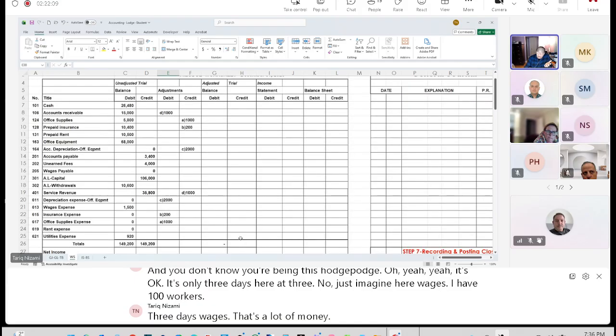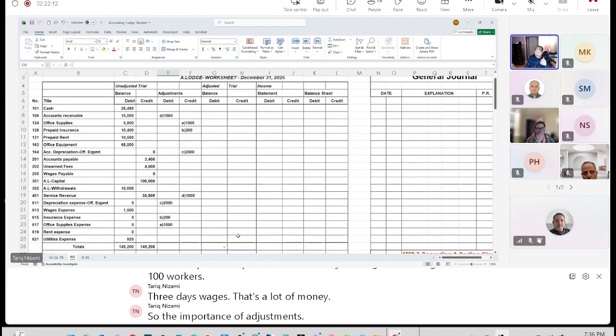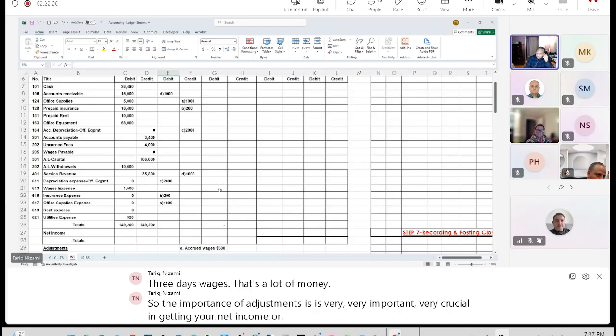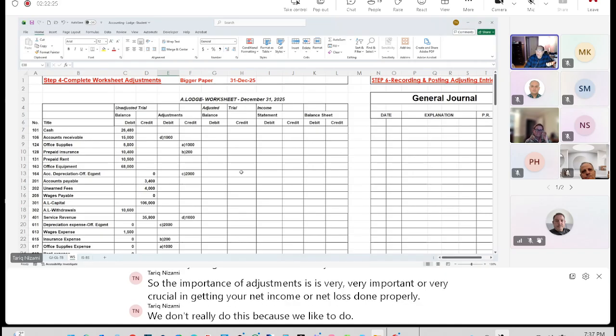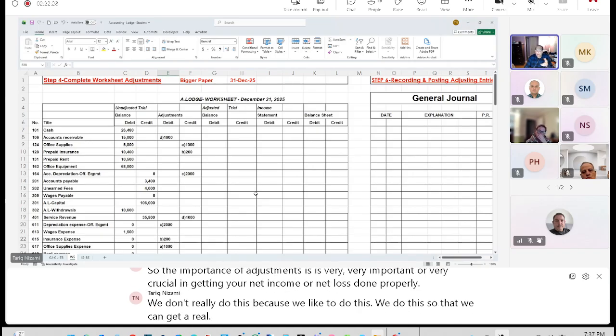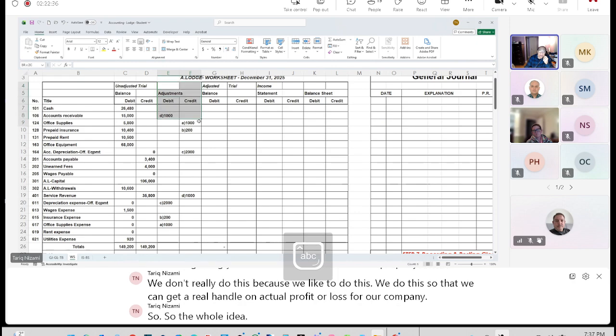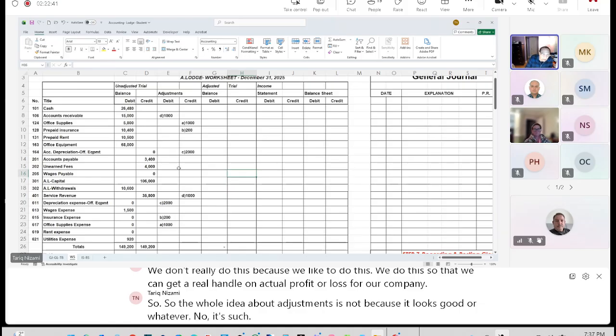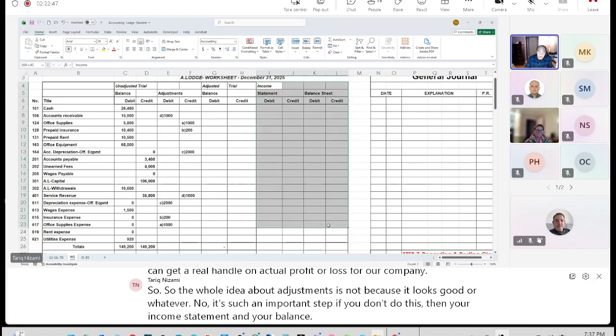So adjustments are very crucial in getting your net income or net loss done properly. We don't really do this because we like to do this. We do this so that we can get a real handle on actual profit or loss for our company. So the whole idea about adjustments is not because it looks good. No, it's such an important step. If you don't do this, then your income statement and your balance sheet will not be right.